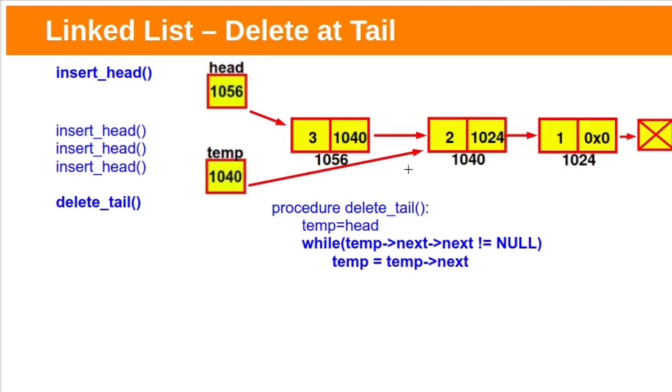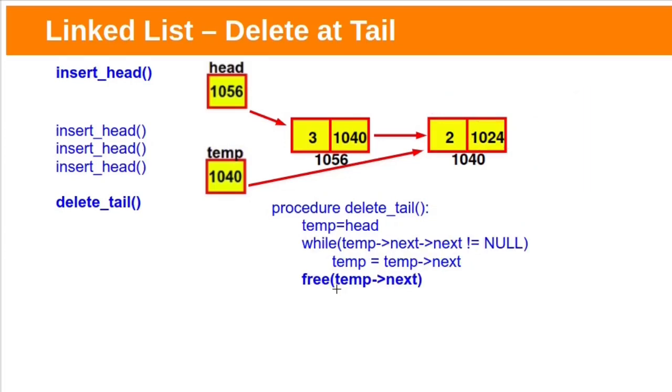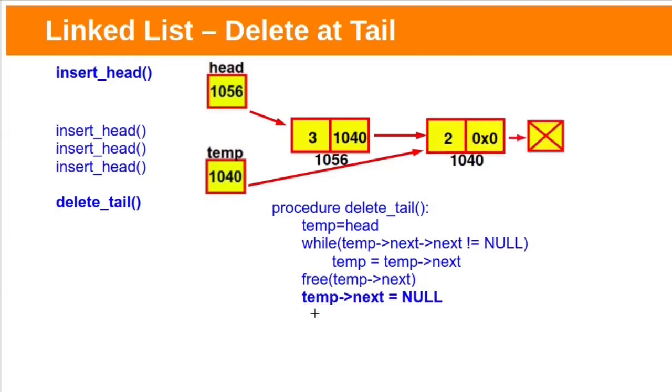After increment, temp is now pointing to the second node. Here temp next is 1024 and temp next's next is null. So this condition will fail, and temp will not be incremented. We need to delete this last node. How can we access it? Temp is here, so temp next will be this one. Now we can delete temp next by using the free function, and we need to set the last node link to null. We can do that by placing null in temp next.